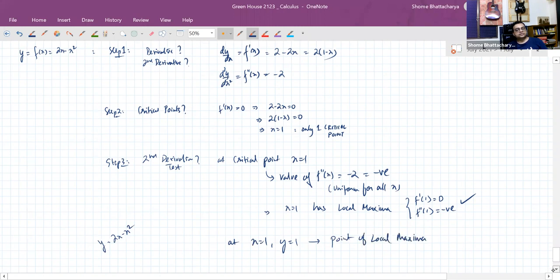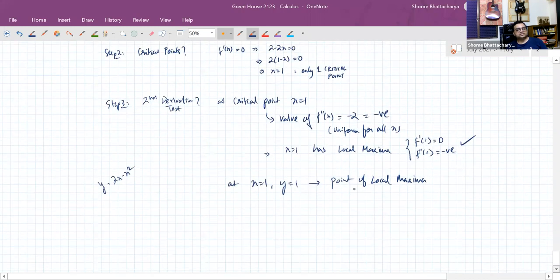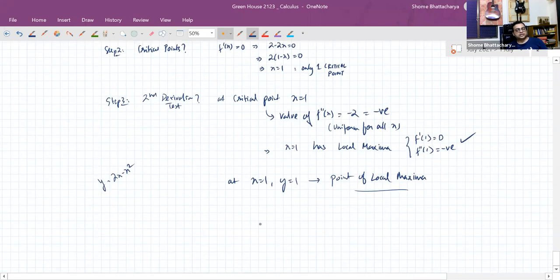And if you just analyze the function a little bit more, you'll understand the reason why this happens. You can see that as x tends to minus infinity, what is the value of y? Y tends to minus infinity. So this minus x squared term dominates, and as x tends to infinity, y again tends to minus infinity. So it's that sort of a graph. So understand that.